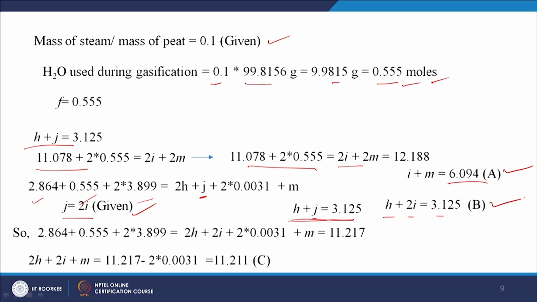So this expression we are giving as B. And which we have got here, this expression, that is equal to 11.217. By this side, left hand side, we are getting by addition of this 11.217. So we can get 2H plus 2I plus M is equal to 11.217 minus this one, 2 into 0.0031. So that is coming equal to 11.211. So we are marking it as C. So we are getting some new expressions.